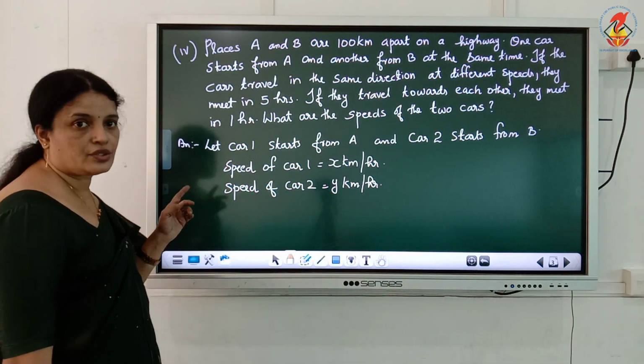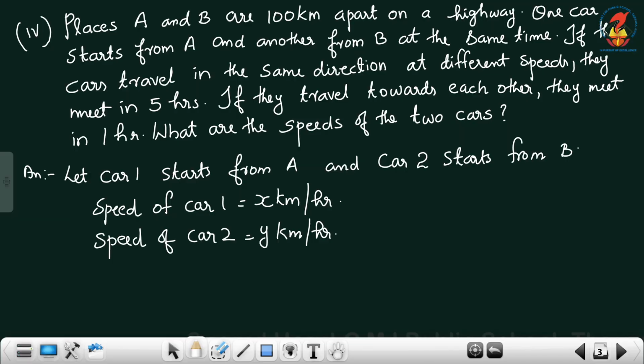Next, this question is very important. Places A and B are 100 km apart on a highway. One car starts from A and another from B at the same time. If the cars travel in the same direction at different speeds, they meet in 5 hours. If they travel towards each other, they meet in 1 hour. What are the speeds of the two cars?